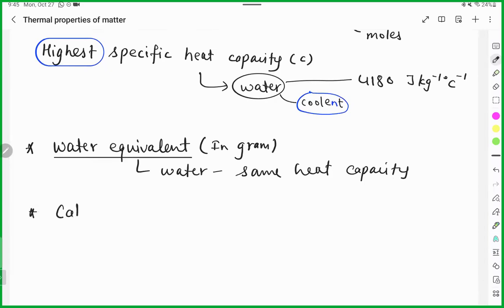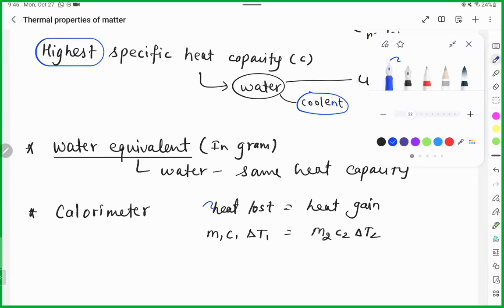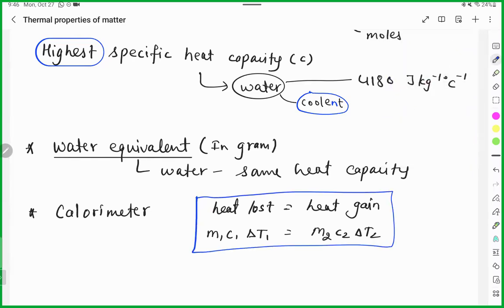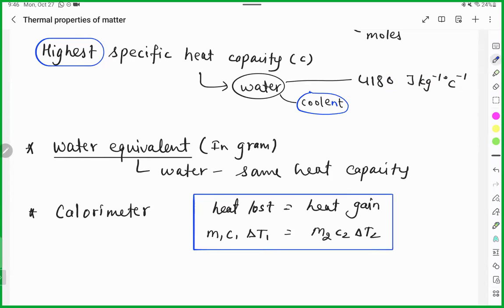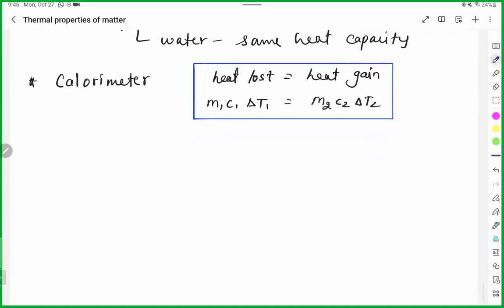Pratigya, what is the calorimeter principle? A hot body always loses heat and a cold body always gains heat. Heat loss is equal to heat gain. So m1 c1 delta t1 will be equal to m2 c2 delta t2. That is the main principle of the calorimeter: the heat lost by the hot body will be equal to the heat gained by the other body.